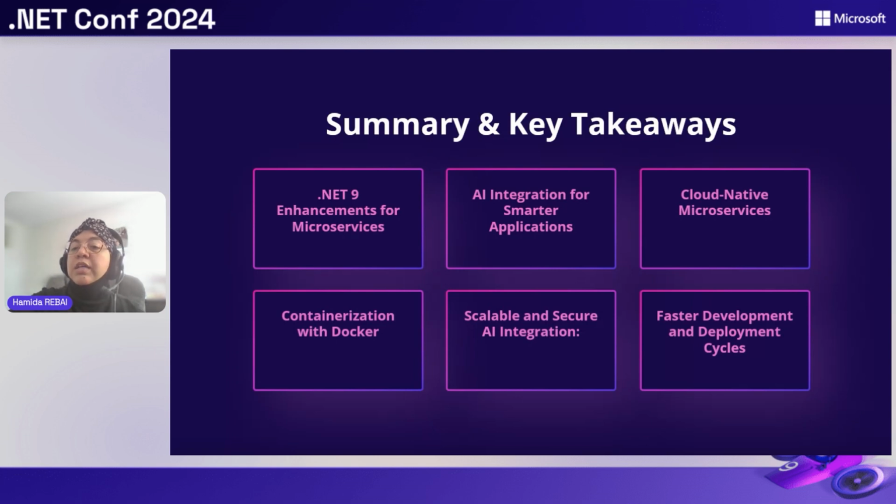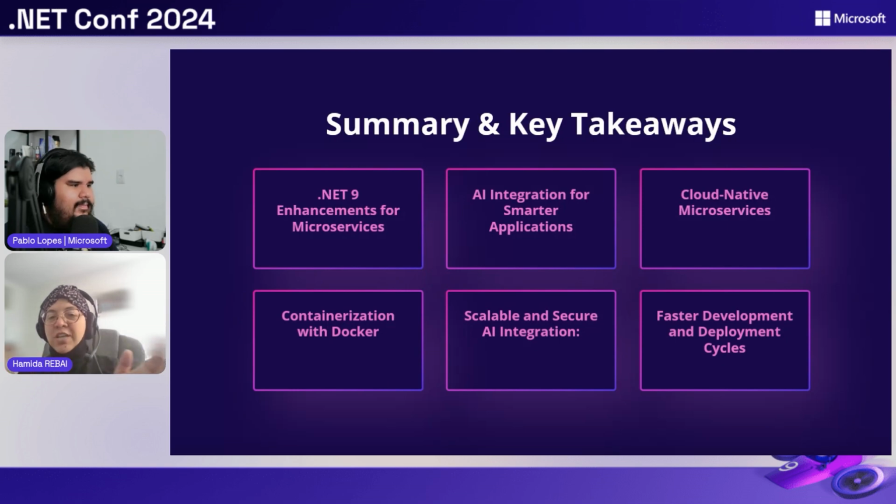And we have scalable and secure AI integration, so securely integrate AI capabilities into microservices by integrating API keys, for example, and configuration within containers, ensuring smooth operation and enhanced security. And fast development and deployment cycles because we have the combination between .NET 9's microservices architecture and containerization, which accelerates the development cycles, simplifies testing, and makes deployment more efficient, ensuring quick time to market for new features. This is the goal of any company.